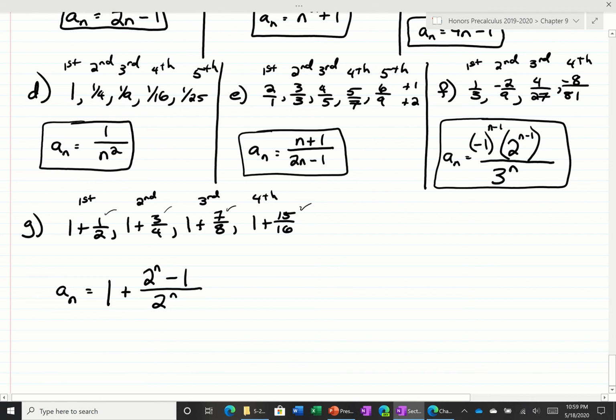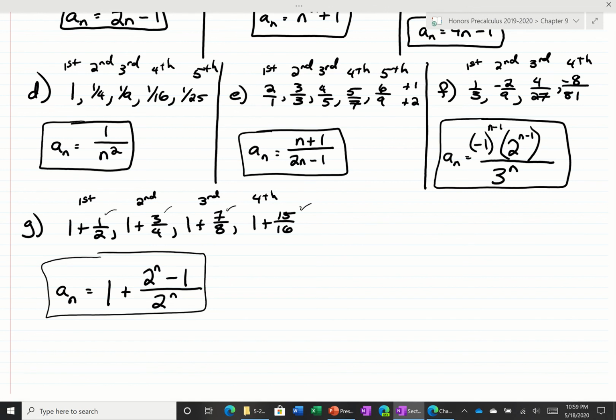Let's just check. So for the first power, 2 minus 1 works. For the second, it's going to be 2 to the second, 4 minus 1 is 3. All right, so it looks like that would be the formula. It's close. You could probably even get that from the bottom, but that's what I would pick.